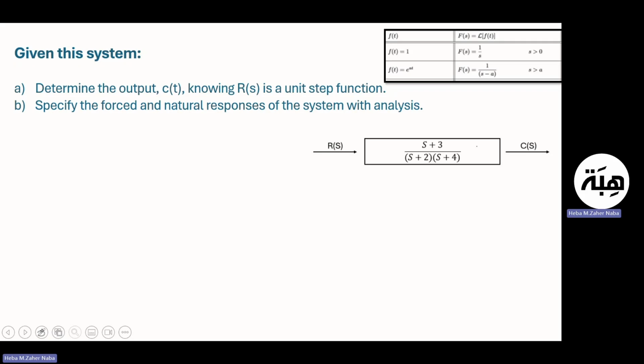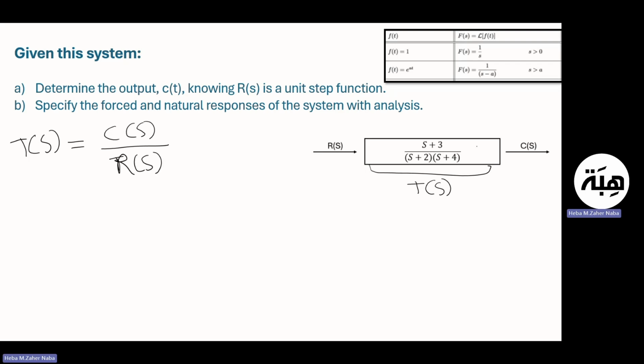Let's see how we can approach this problem. What you are given is the transfer function of the system, which describes the system behavior in the frequency domain. So what is the transfer function about? It's about the output, in this case C of S, divided by the input, in this case R of S. It relates the output and input together in the Laplace or frequency domain.